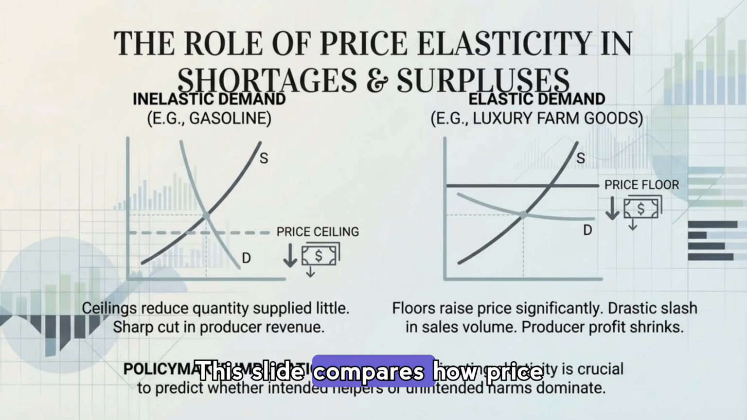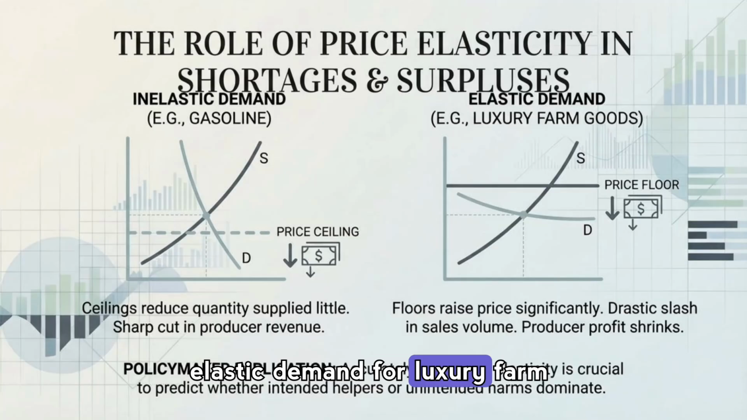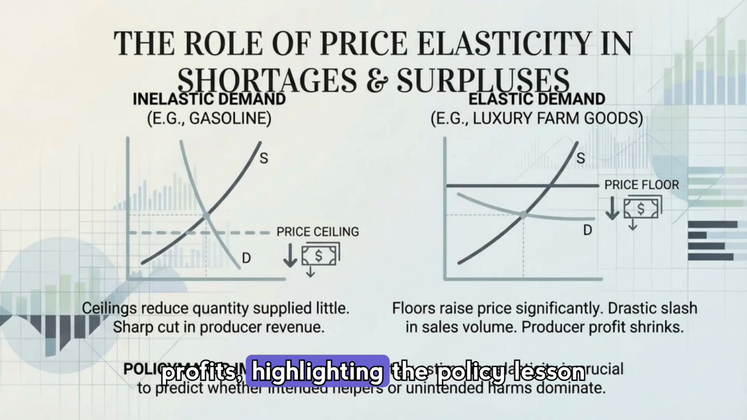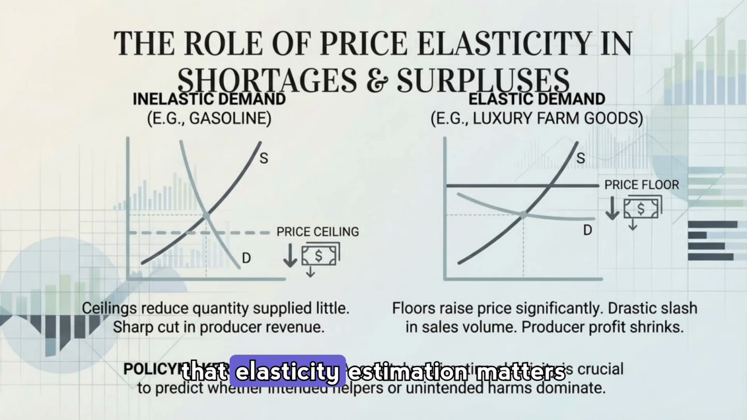This slide compares how price elasticity shapes shortages and surpluses, contrasting inelastic demand like gasoline with highly elastic demand for luxury farm goods. When demand is inelastic, ceilings hardly lower quantity but sharply cut producer revenue, whereas floors with elastic demand can halve sales and shrink producer profits, highlighting the policy lesson that elasticity estimation matters for expected impacts.